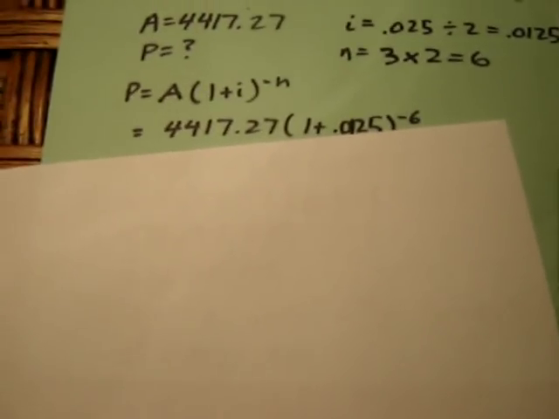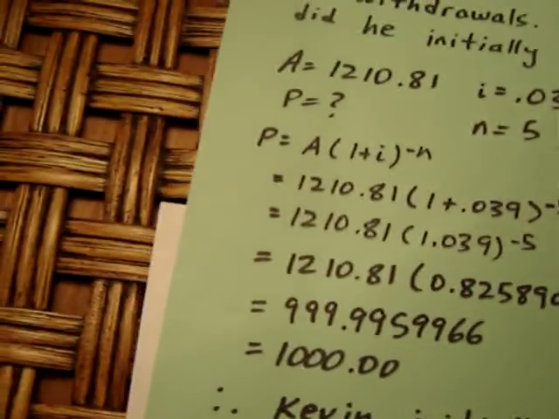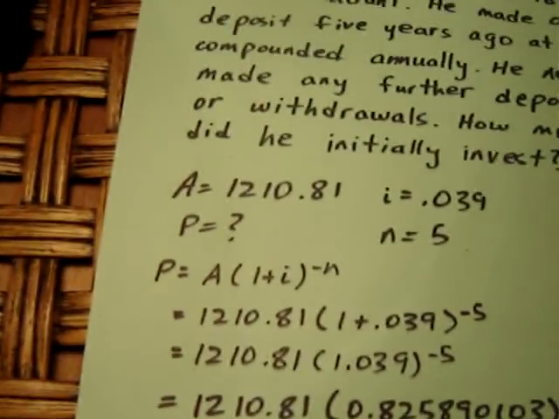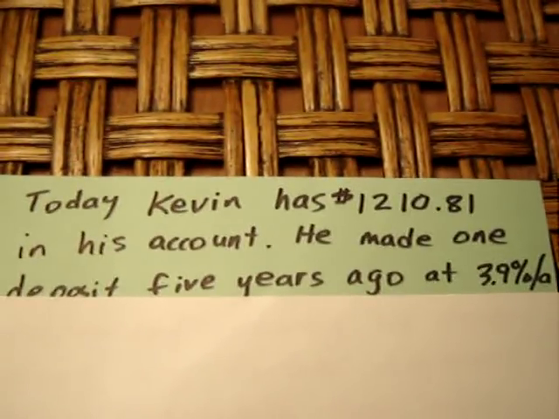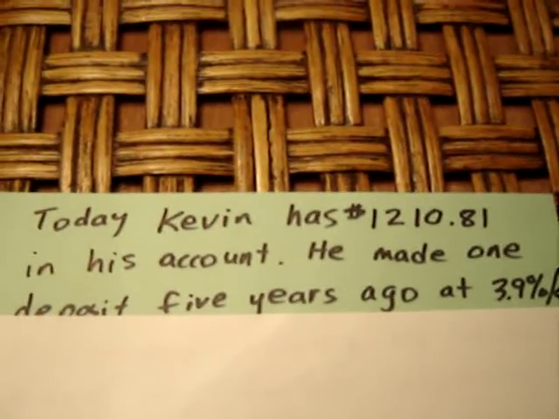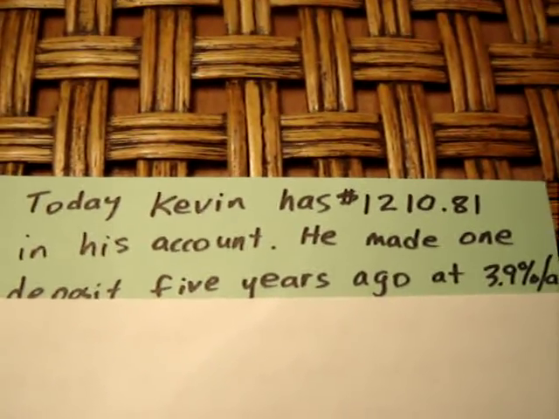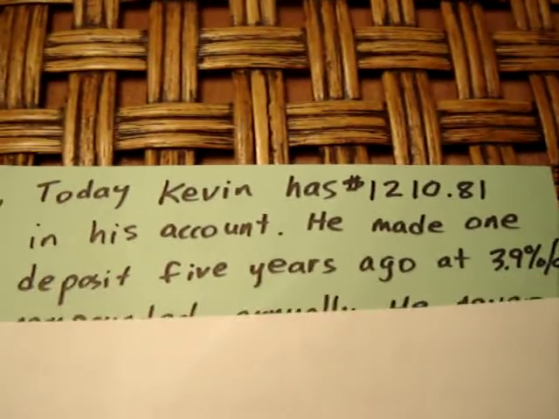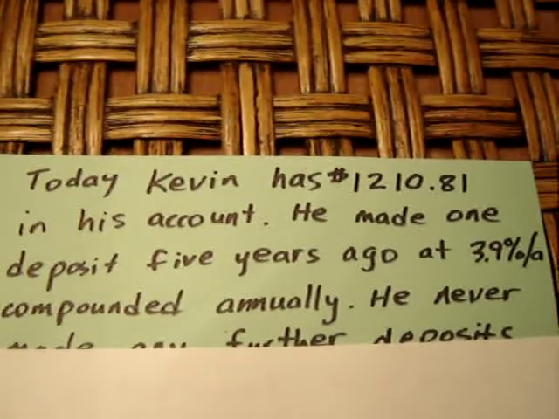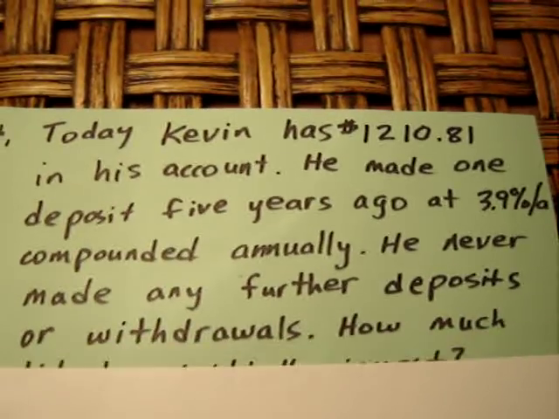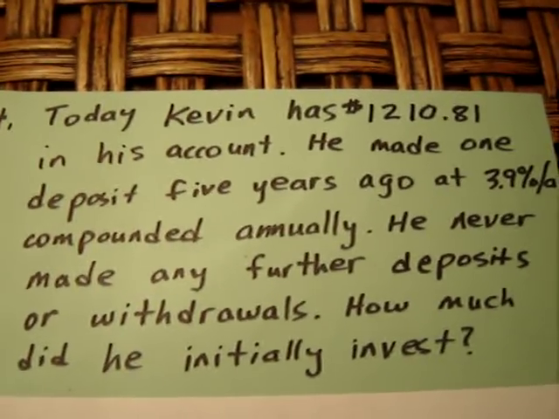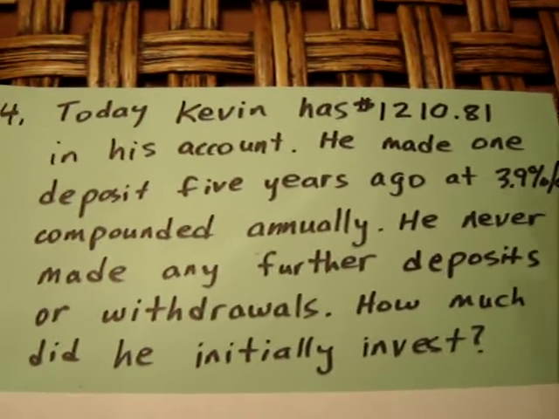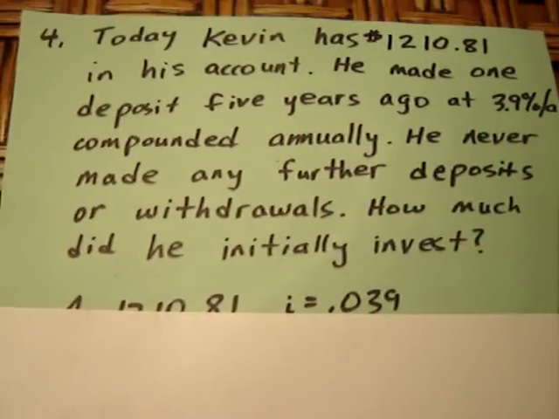Okay. We move to our next similar type of question. If that didn't make sense, maybe this one will. We see that Kevin has $1,210.81 in his account. He made one deposit 5 years ago at 3.9% per annum, and it's compounded annually. He never made any further deposits or withdrawals. That tells us that the money is entirely due to that initial deposit. We want to know how much he initially invested.